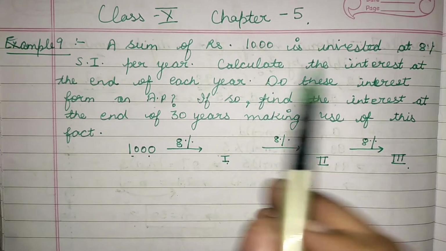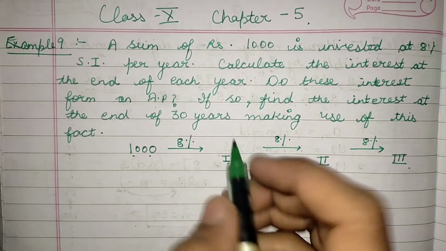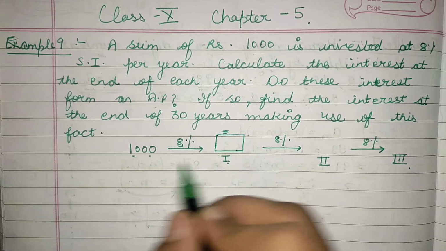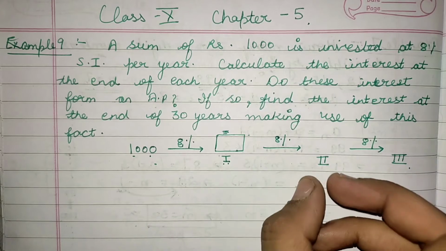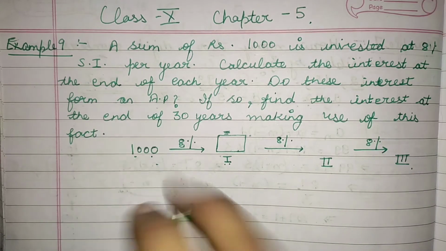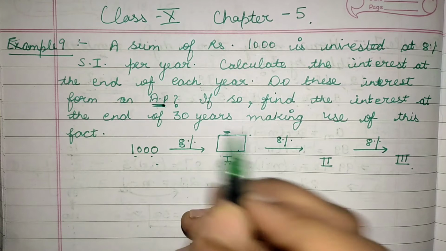Then they are saying that calculate the interest at the end of each year. So we have to find out what will be the interest after the end of the first year, second year and third year. Then they are asking, do these interests form an AP? So we have to find out whether the interests are forming an AP or not.